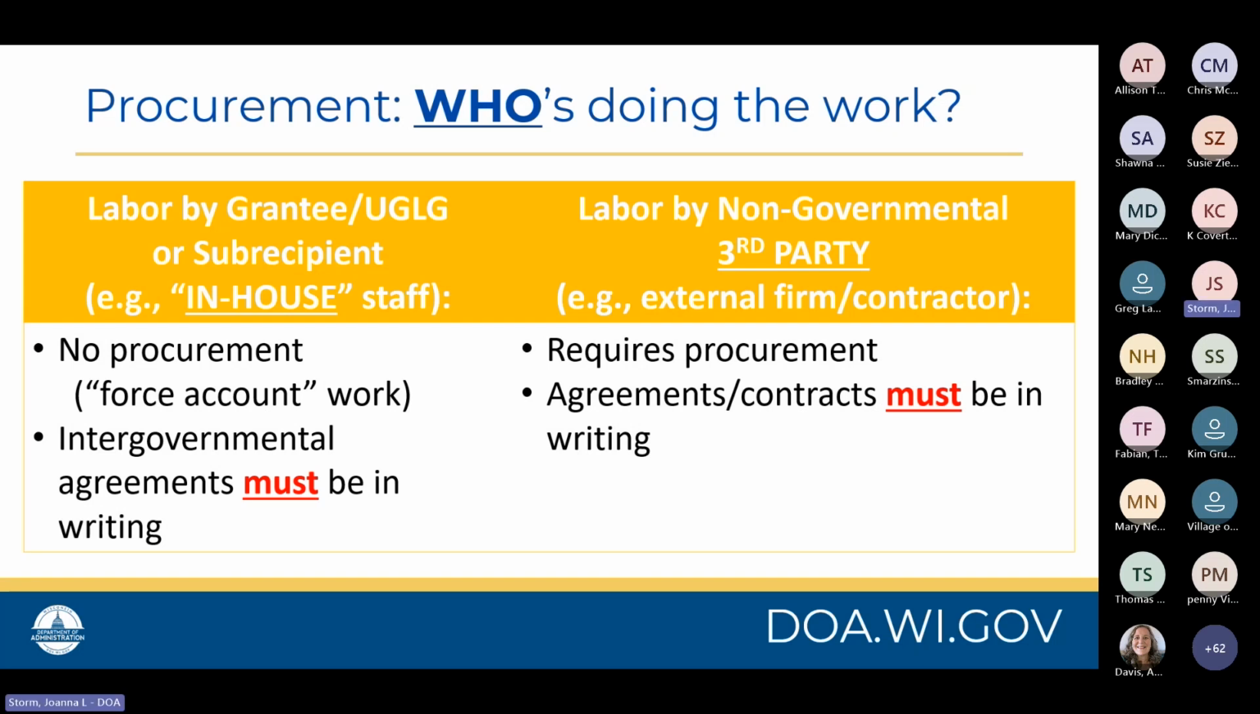For work or labor that will be provided by non-governmental third parties, such as external firms or contractors, whether they're prime or subcontractors, procurement procedures are required, and those agreements and contracts, again, must be in writing.